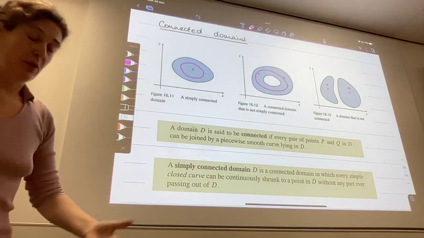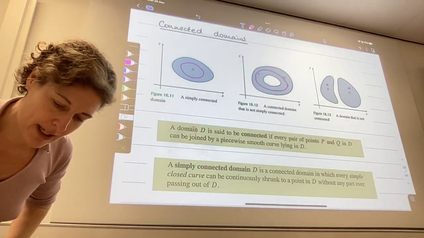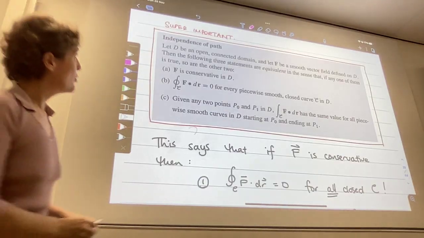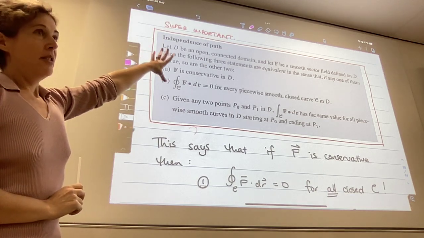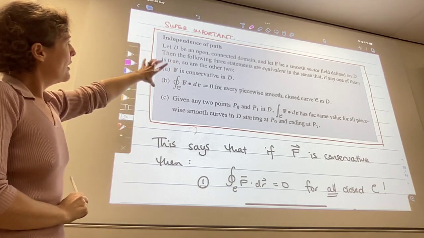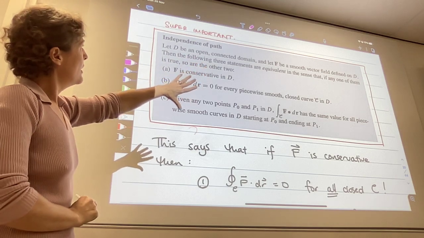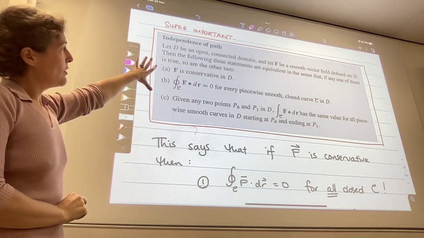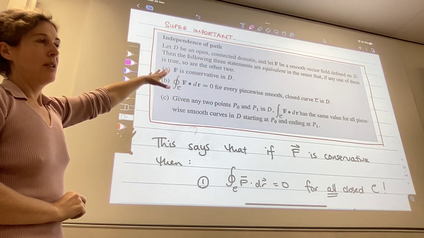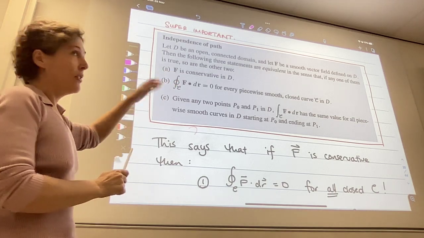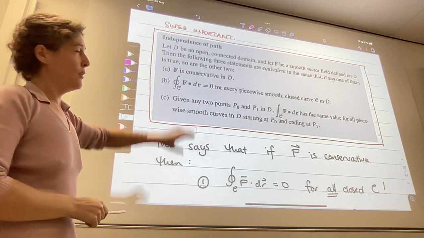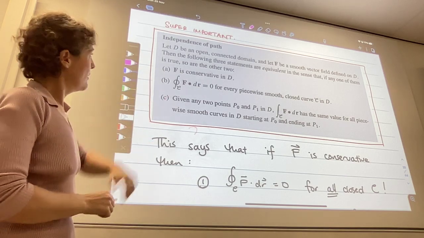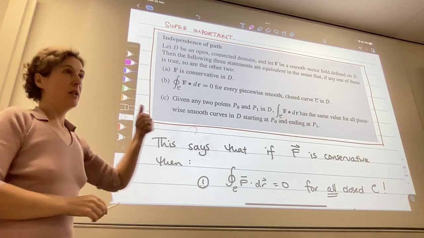This is going to be relevant for what we're about to say, which is what I briefly showed you: if you're in an open connected domain, and you've got a smooth vector field, then the following three statements are equivalent. Which means that if you know one, you know that the rest are true. You could do the mathematical proofs to show that each implies the other. So F is conservative in D.